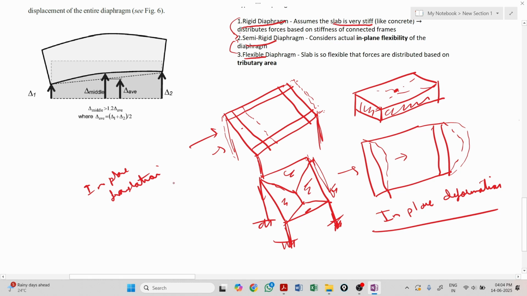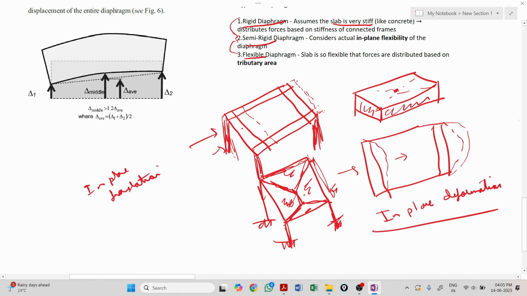force transfer is based on element stiffness. This element stiffness matters, and due to that, the load will be transferred. So this is how it works. And in this case, it is flexible, and due to that, force transfer will happen based on the tributary areas of the diaphragm, because of this.